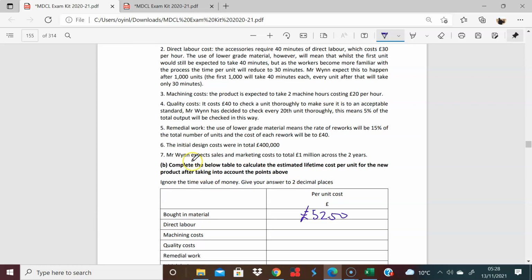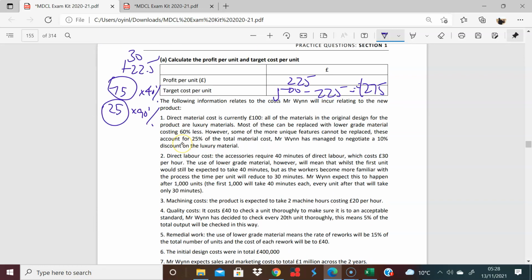Right, direct labor. It's telling us here the accessories require 40 minutes of direct labor, costing £30 per hour. So the use of low grade will mean that the first unit will take 40 minutes, then they become familiar. This will reduce to 30 minutes. And it says that he expects this to happen after 1,000 units. So his first 1,000 units will be at 40 minutes, and then the next 7,000 will be at 30 minutes.